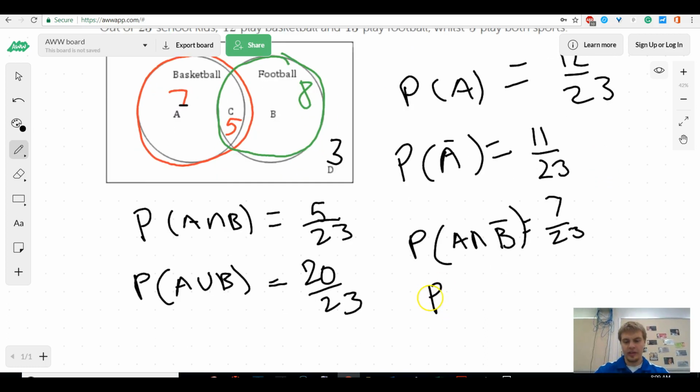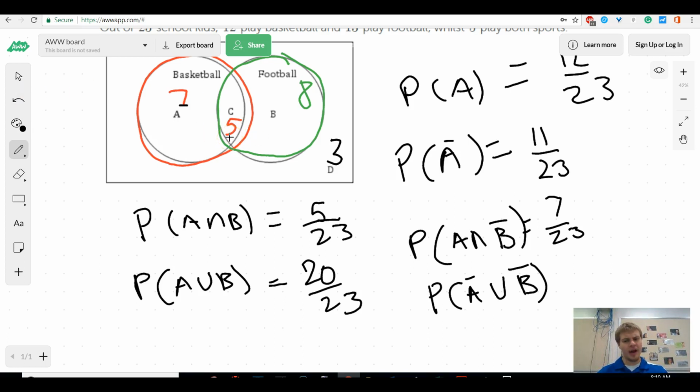Let's do the probability that it is not A or it's not B. So again, this is a little bit tricky, but you just go to each thing and you just ask yourself, does it fit the requirement? So this 7, does it fit the requirement? Yes, because it's not B. Success. This one, does that 5 fit the requirement?